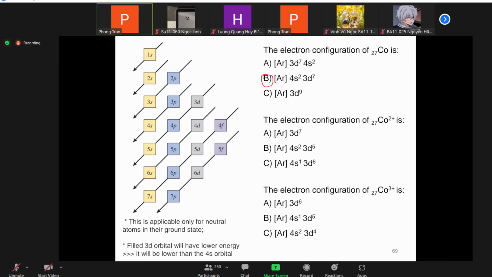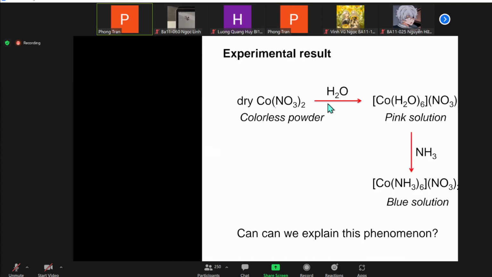So, what could be the next answer? The electron configuration of cobalt 2 plus is... That should be A. So that should be A, right? Yes. And what could be the third question? The electron configuration for cobalt 3 plus? It's A again. Okay, good. So you see now you can perform very well on the question. There will be no problem for that.